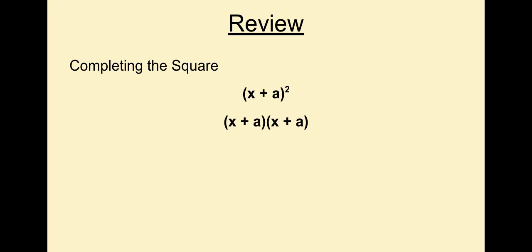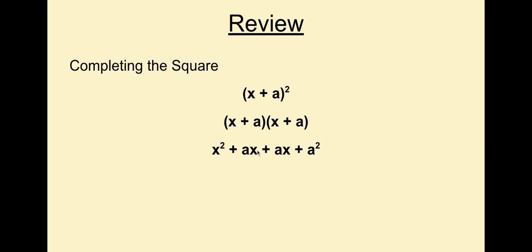Okay, so now let's do completing the square. So remember, your understanding of completing the square comes from your understanding of distribution. If you have a perfect square, x plus a, which is just squared, which is x plus a times x plus a, if you did distribution, you'd get this x times all of these, and then this a times all of these, and this is what you get: x squared plus ax plus ax plus a squared.